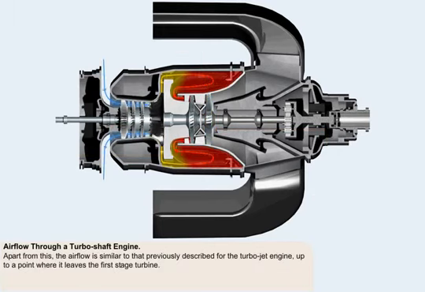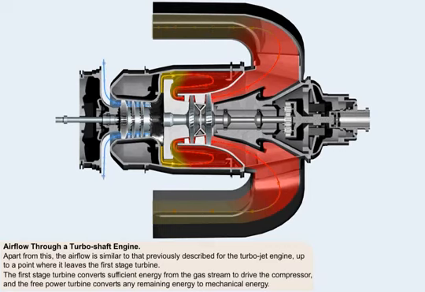Other than this deviation, the airflow is similar to that previously described for the turbojet engine, up to the point where it leaves the first stage turbine. The first stage turbine having converted sufficient energy from the gas stream to drive the compressor, the free power turbine converts any remaining energy to mechanical energy, which is utilized to drive whatever is attached to its shaft.